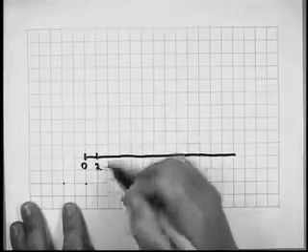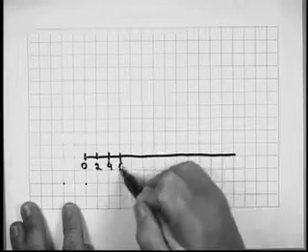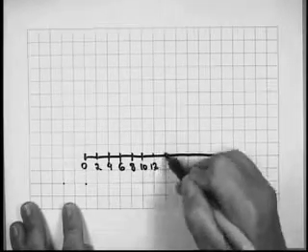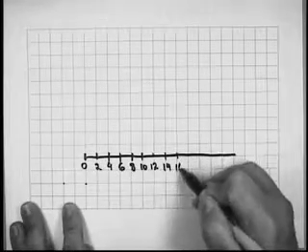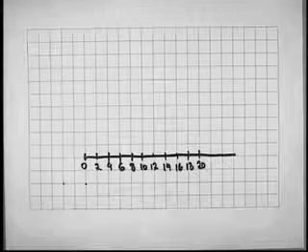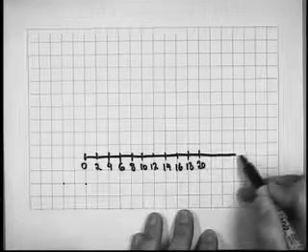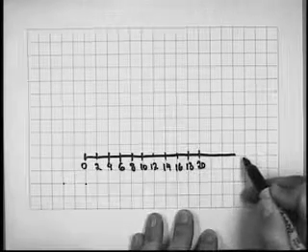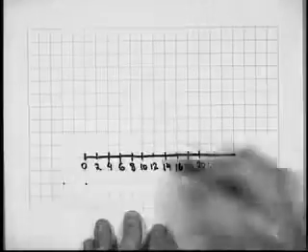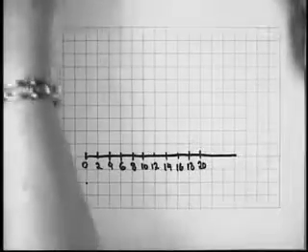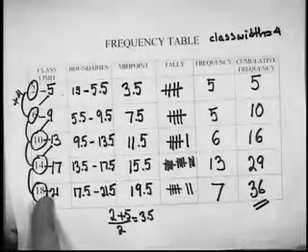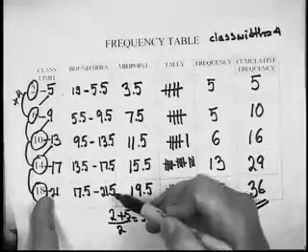0, 2, 4, 6, 8, 10, 12, 14, 16, 18, 20. Then you can actually label this. You can say boundaries, or you can say grade boundaries. You can label it any which way you want. So that's going to be your x-axis. And what was this corresponding to? This is corresponding to the boundary column. So it's going from 1.5 to 21.5.